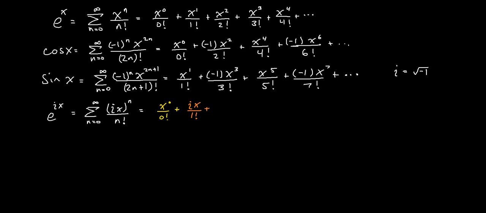i squared. And by the way, if i is the square root of -1, then i squared is the square root of -1 all squared, or -1. So this is going to be -1 times x squared over 2 factorial, then plus i to the power of 3 is just i squared times i, or -1 times i, so -1 times i, x to the power of 3 over 3 factorial, and so on and so forth.